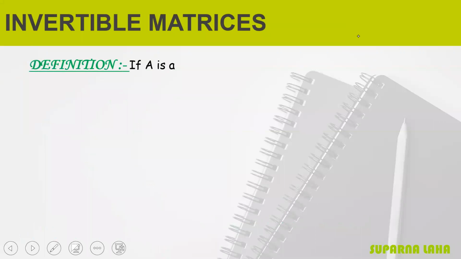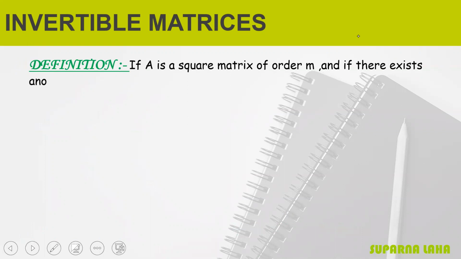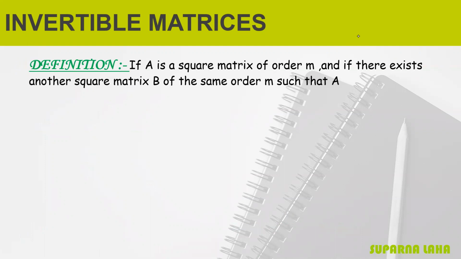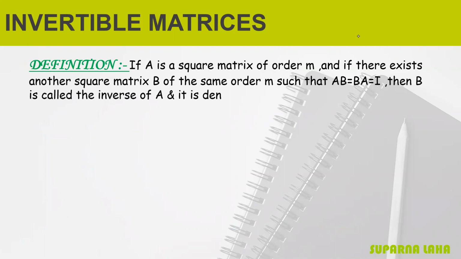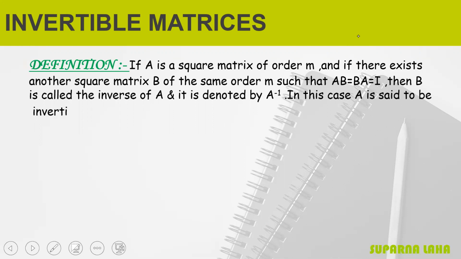What is the definition? If A is a square matrix of order m and if there exists another square matrix B of the same order m such that AB equals BA equals identity, then B is called the inverse of A and it is denoted by A inverse, and in this case A is said to be invertible.